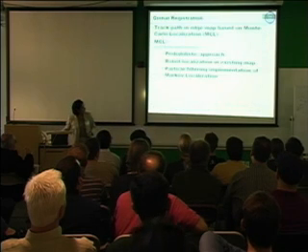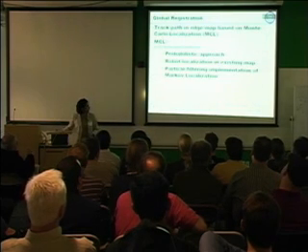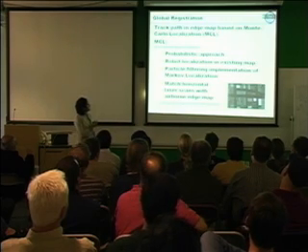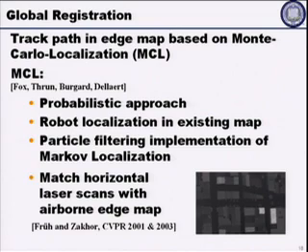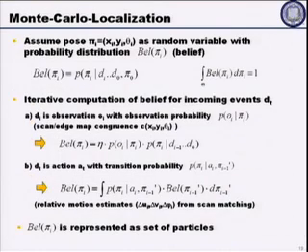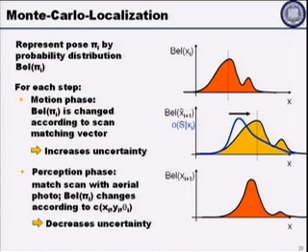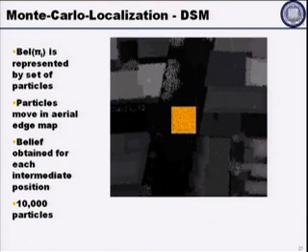So that's exactly what we did: we applied what's called Monte Carlo localization techniques using particle filtering. This is explained in this paper that's listed here. And we matched the horizontal laser scans essentially with airborne edge maps in order to localize the vehicle. I won't go into the details of Monte Carlo localization, but it essentially consists of a motion phase where we increase uncertainty and a perception phase where we decrease uncertainty.